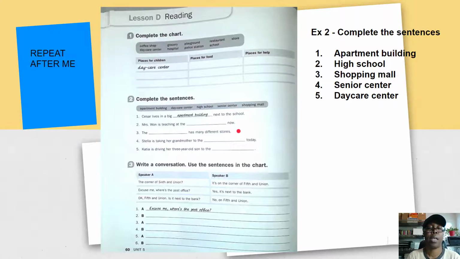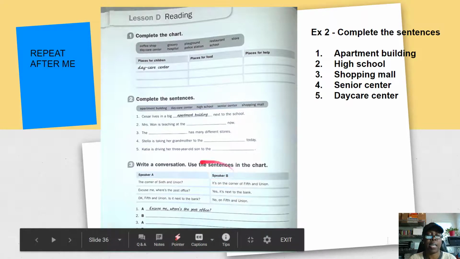Number 3. The shopping mall has many different stores. The shopping mall has many different stores. Number 4. Stella is taking her grandmother to the senior center today. Stella is taking her grandmother to the senior center today. Number 5, Katya is driving her 3-year-old son to the daycare center. Katya is driving her 3-year-old son to the daycare center. Okay, awesome.